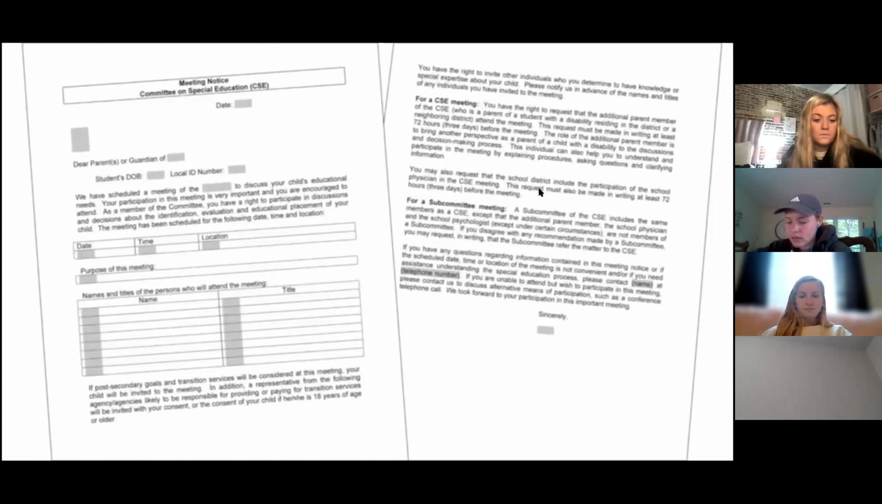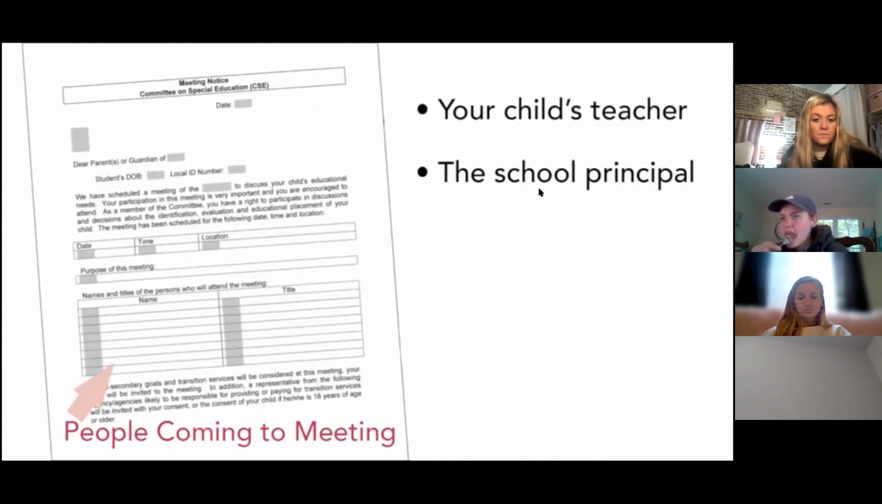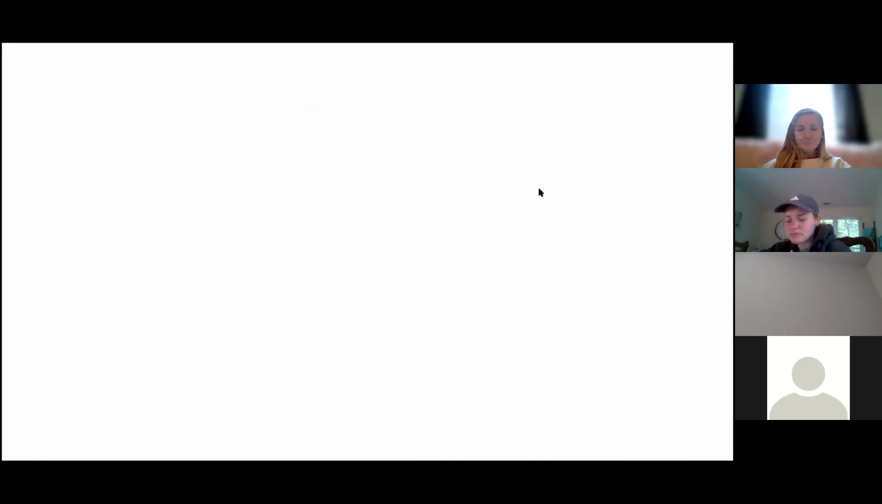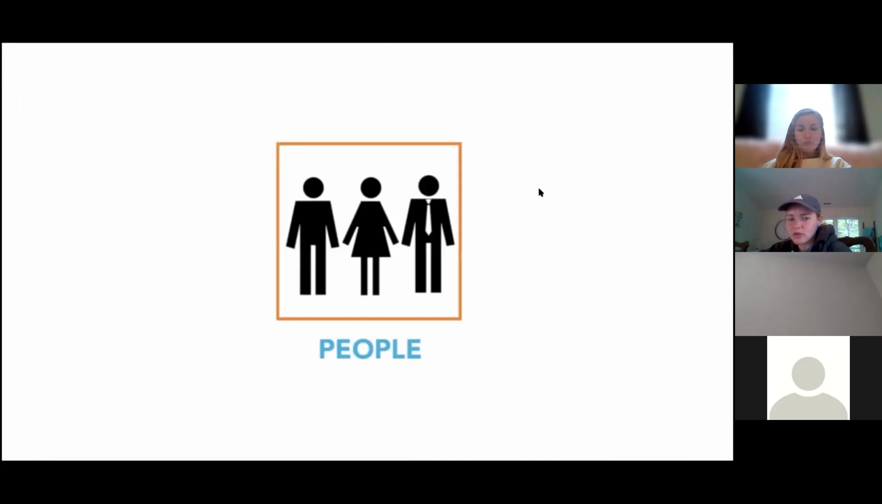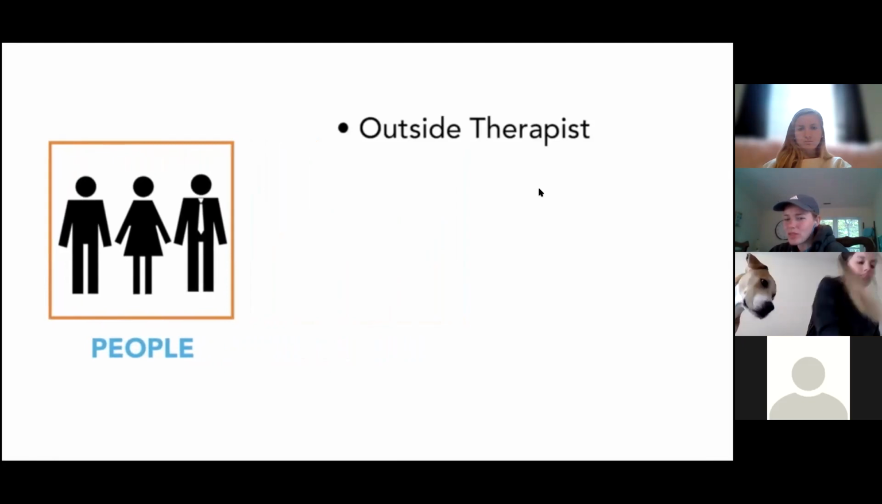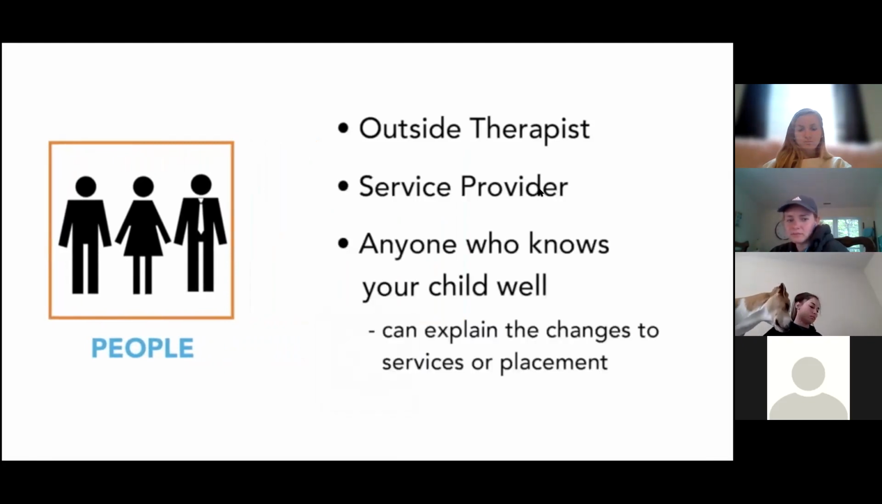The IEP notice also has the names and titles of everyone who's supposed to attend the meeting. Typically, these people will be your child's teacher, the school principal, other Department of Education personnel, you, and your family members. Speaking of people, remember that you can invite anyone to the IEP meeting who you feel will help support what you are asking for, even if they're not listed on the IEP meeting notice.